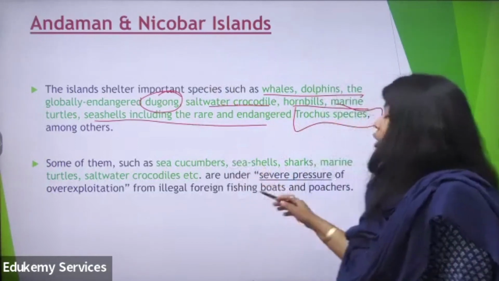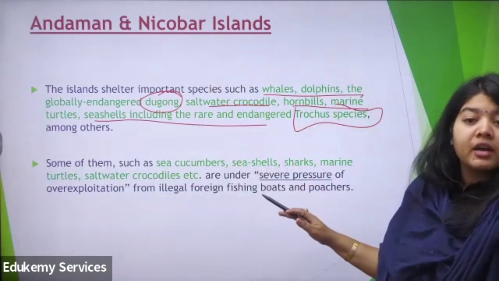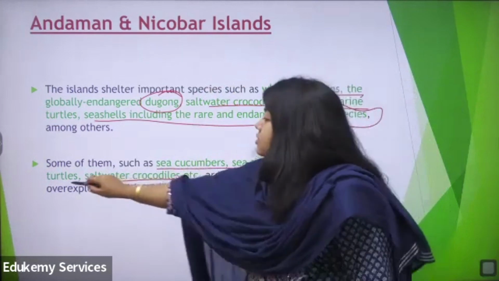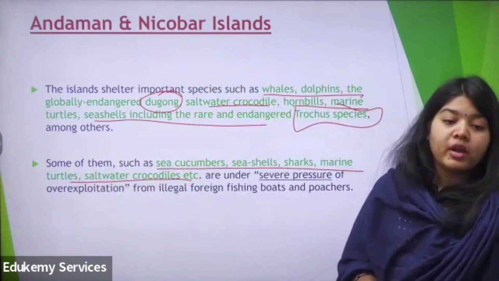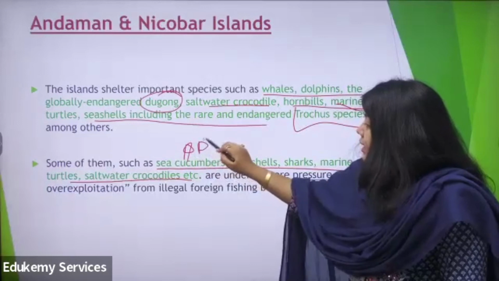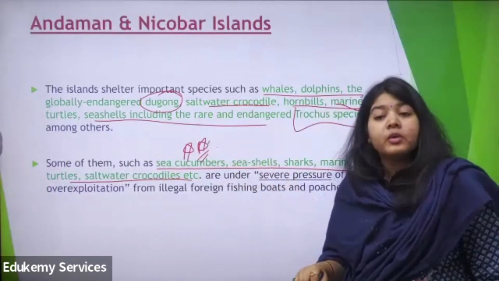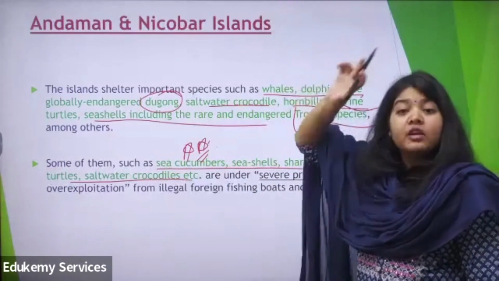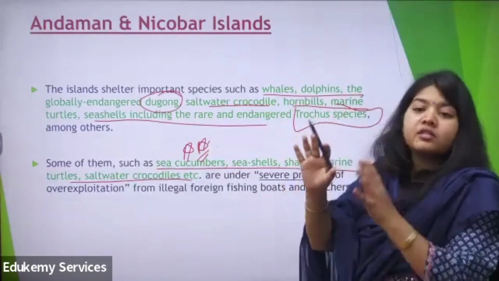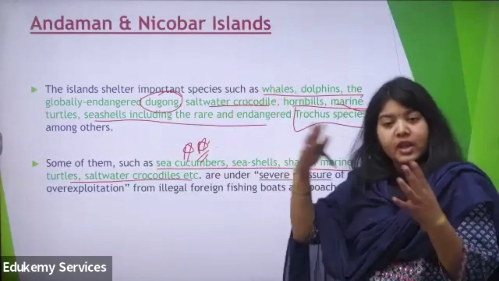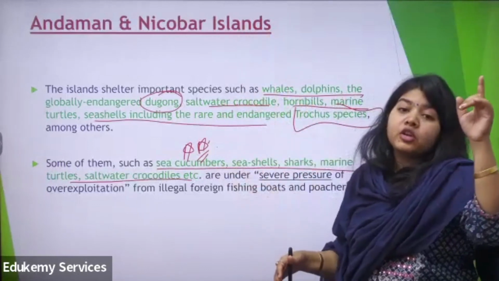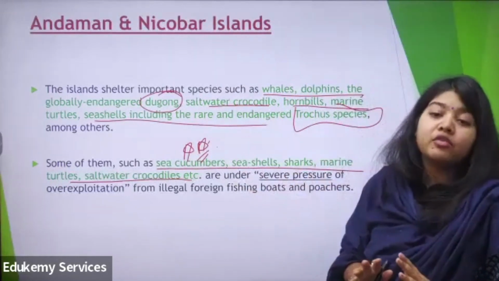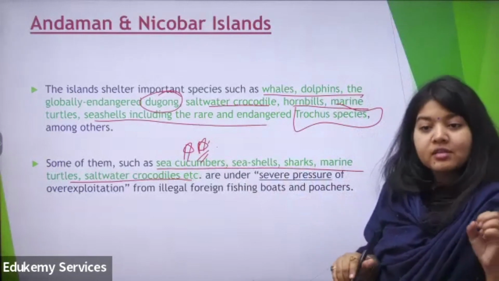All right. Now, what are the species which are especially under stress? Species such as sea cucumbers, seashells, sharks, marine turtles, saltwater crocodiles. These especially are highly smuggled items. Sea cucumbers are highly smuggled items. This particular biodiversity hotspot and Indo-Myanmar is extremely important. Reason being, of course, the endemism and everything, and because of the whole crisis in Myanmar, the biodiversity there has suffered a lot. So it is under a lot of stress.